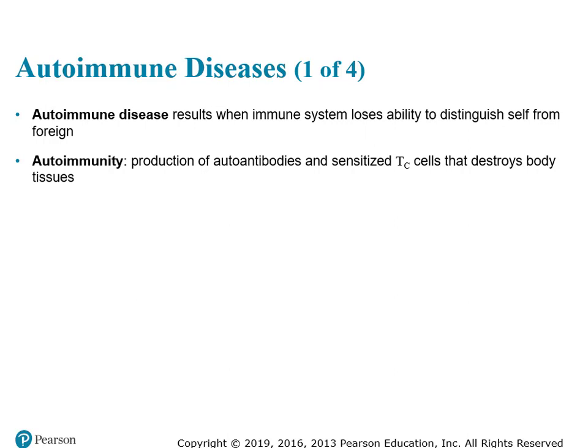The other spectrum of immune diseases are autoimmune diseases. Autoimmune disease is basically where your own body attacks itself: your immune cells attack your own body. So they fail to recognize self antigens. Okay, so that's what is happening.